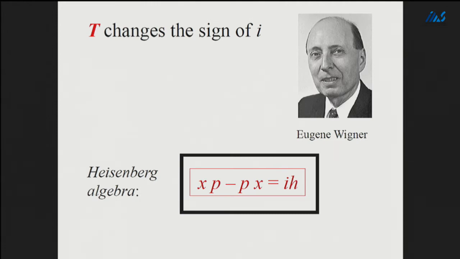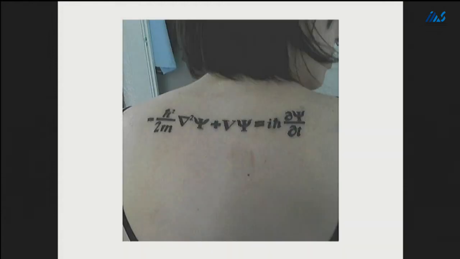And so this is a PT invariant Hamiltonian. Okay? Why does T change the sign of i? Well, Mr. Wigner helped to explain that to us. A simple explanation is that you would like the Heisenberg algebra, which underlies quantum mechanics, to remain invariant. Okay? And under time reversal, the left-hand side changes sign, because p changes sign. So the right-hand side better change sign as well. And so i has to change sign. Or you could just look directly at the Schrodinger equation, and you should look just at the Schrodinger equation. If you look on the right-hand side, you see that time is associated with an i, and if you want to change the sign of t, you have to change the sign of i.